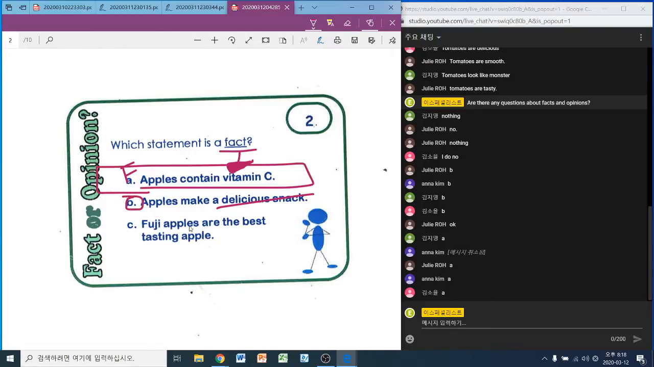Fuji apples are the best tasting apple. This is an opinion, right? The best tasting, people will disagree. Some people might think this. I don't think so. I think, oh, what's it called? Honey crisp apples are the best tasting apple. That's my opinion. So, this is an opinion because different people will have different thoughts about it. Alright?